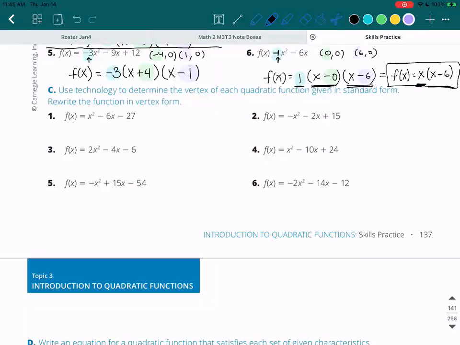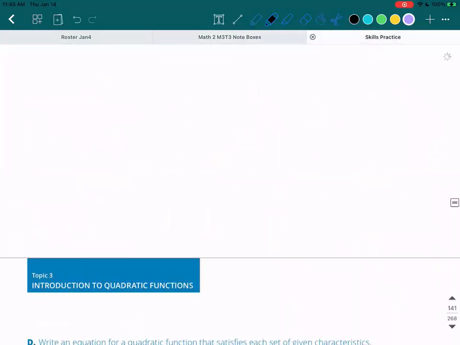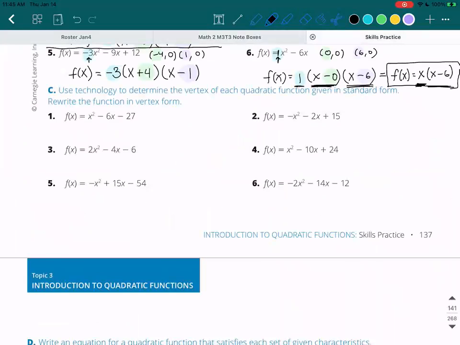So I'm going to switch over to the notes boxes. Vertex form is in box number 9. So it says f of x is equal to a parentheses x minus h squared plus k. So I'm going to write this down in our skills practice once it loads. Okay, there we go. Where do I have space? I guess I have space here. f of x is equal to a parentheses x minus h squared plus k. Okay, and then I should write that the vertex would be our h comma k.